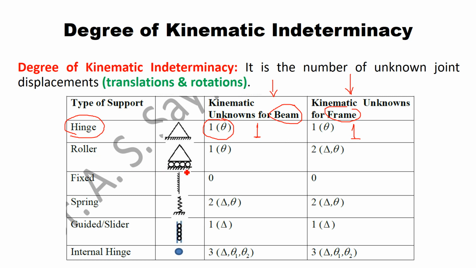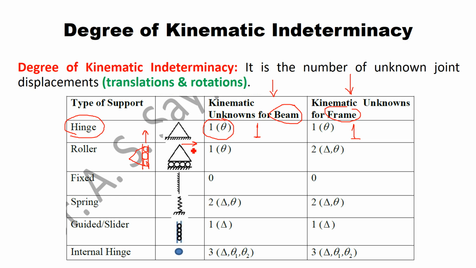If a roller support is provided, roller support means horizontal displacement is allowed if the roller support is like this, and if the roller support is provided in a vertical plane like this, it means vertical displacement is allowed but horizontal displacement is not allowed. In this case, vertical displacement is not allowed, horizontal is allowed.